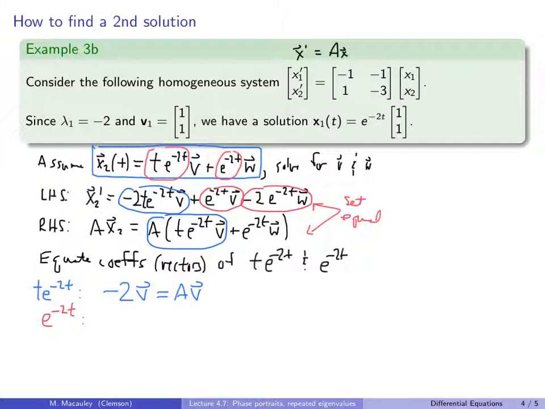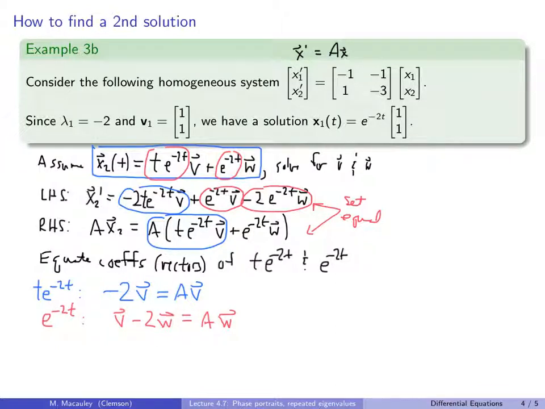And so let's write that out. So that's v minus 2w. This is how many e to the minus 2t's we have in the left-hand side, and that better be equal to A times this term over here. So that better be equal to A times w, because this is how many e to the minus 2t's we have on the right-hand side. So recall that our goal is to solve for v and w. We have to find a v that satisfies this and a w that satisfies this.